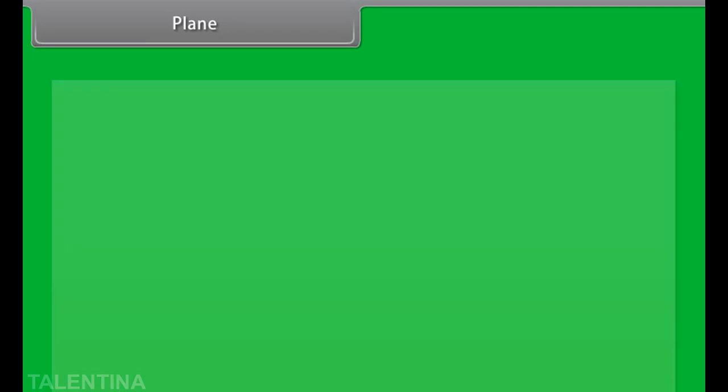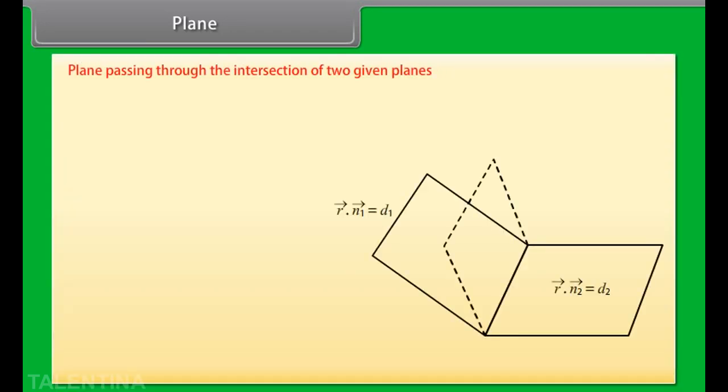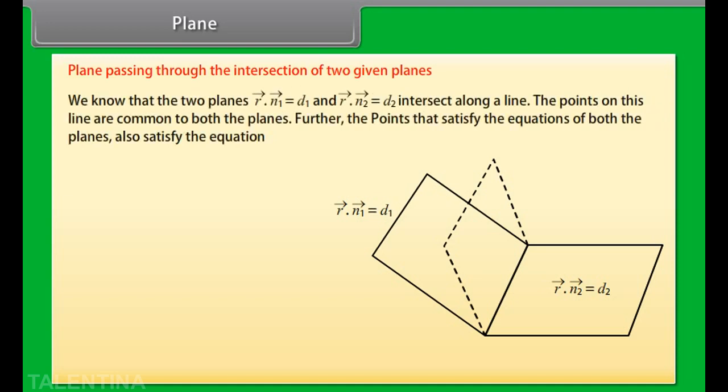Plane passing through the intersection of two given planes. We know that the two planes, dot product of vector r and vector n1 equals d1 and dot product of vector r and vector n2 equals d2, intersect along a line. The points on this line are common to both the planes. Further, the points that satisfy the equations of both the planes also satisfy the equation: dot product of vector r and (vector n1 plus lambda vector n2) equals d1 plus lambda d2, where lambda belongs to R.